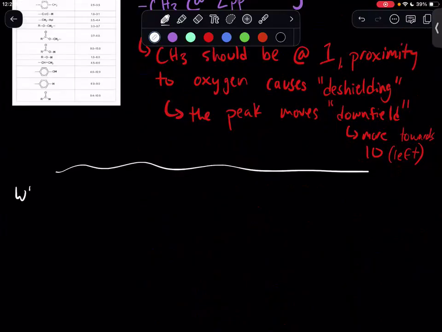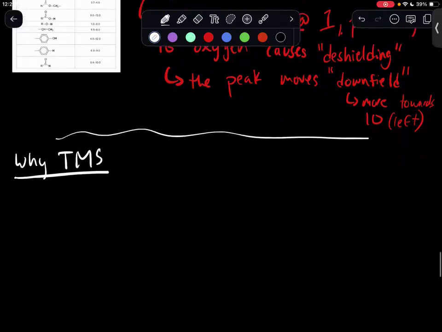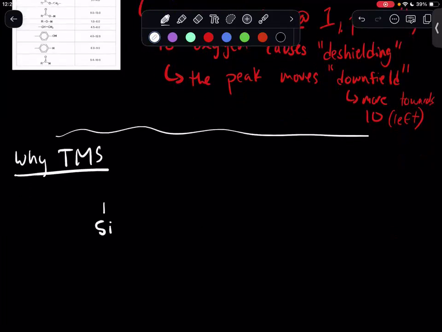So let's take a moment to talk about why TMS is used. What is it? Why is it used? Well, first off, TMS is just silicon with 4 methyl groups.